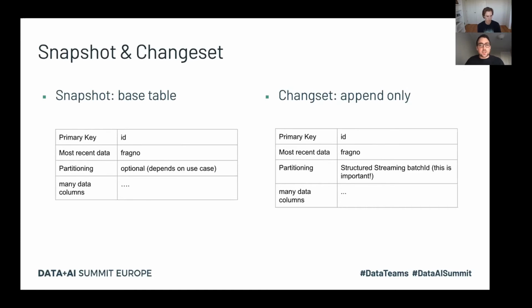And then on the right side, the change set, which basically matches it with a slight difference. We again have our primary key. We have some form of versioning of the incoming data, so kind of row versioning information.